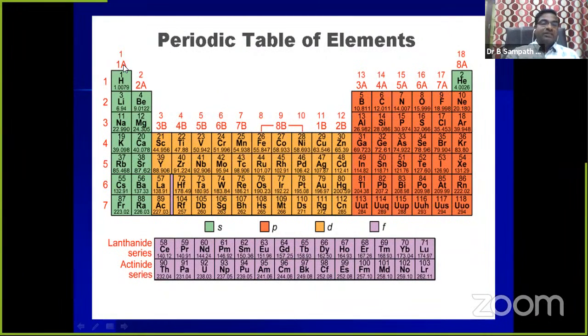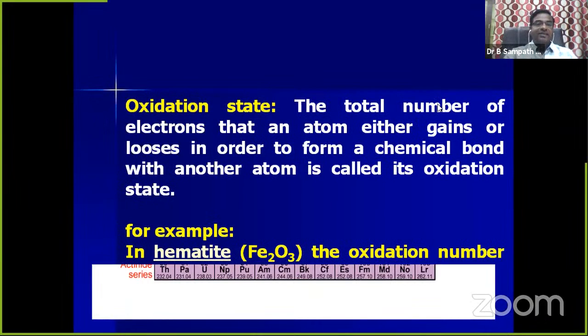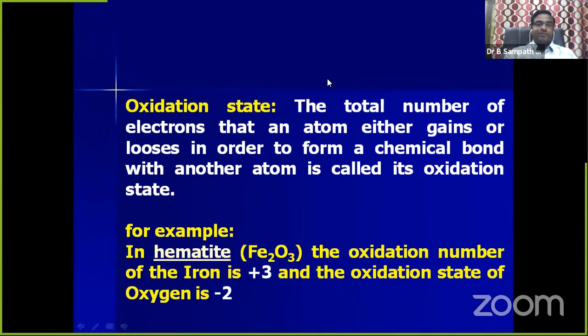Here first group elements, all of them are having 1 valence electron in the valence electron configuration, and this valence electron participates in the chemical bond. That's why the valency of this first group is 1. Second group, 2 electrons are in the valence orbit. Therefore, valency is 2. Here, valency is 3, valency 4, 5. So like that. So let us see next, oxidation state.